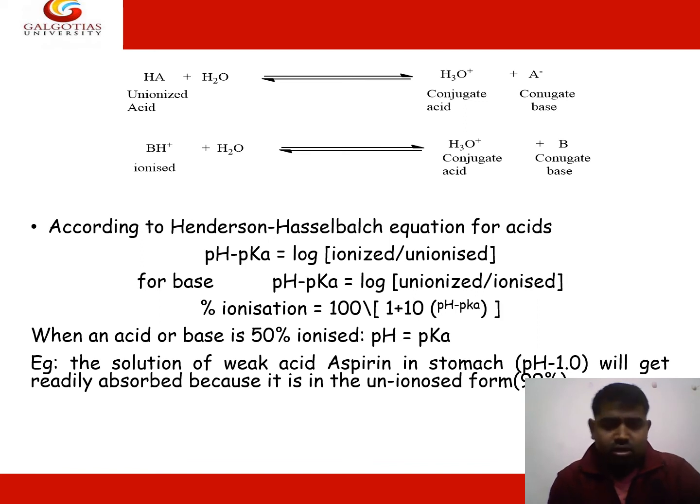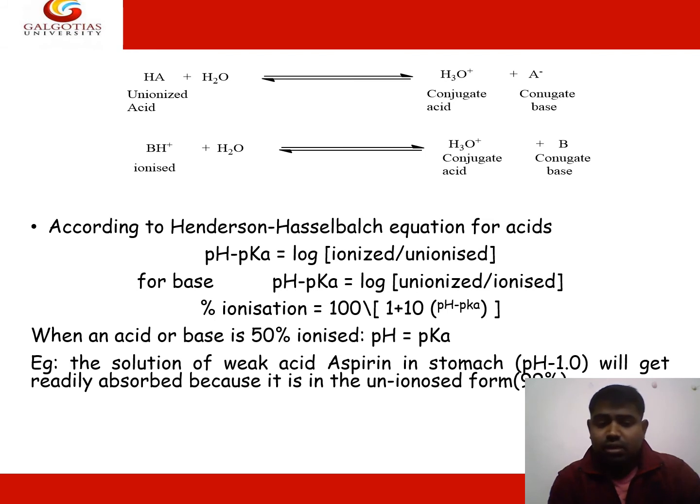So according to the Henderson-Hasselbalch equation for an acid, pH minus pK equals log of ionized divided by unionized drug. For a base, you write it just opposite, with the unionized drug up and down. For the percentage ionization, you can use the equation 100 divided by 1 plus 10 to the power of pH minus pK. And similarly, for a drug that is 50% ionized, the pH will be equal to the pK.